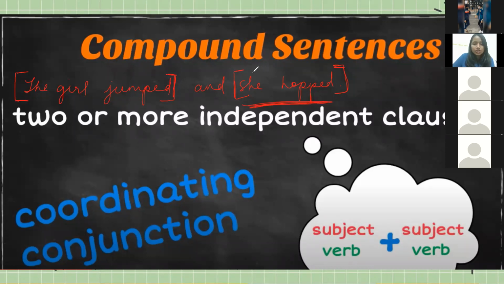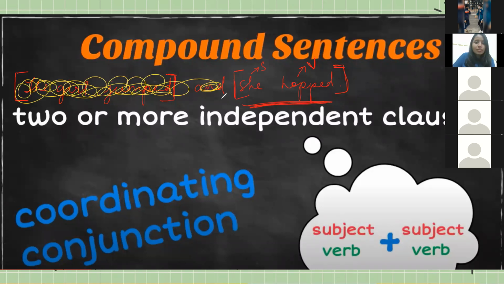She. She is the subject. Is there a verb? Yes, ma'am. What is the verb? Hopped. Okay, so there is a subject also and there is a verb also. Okay, and if I don't write this first part, and only write she hopped, does it make sense?